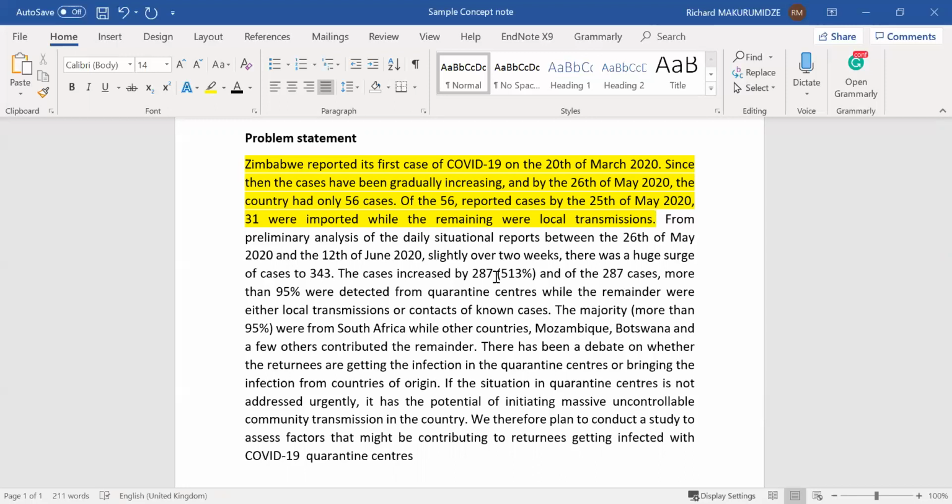So that yellow part which I've highlighted, it actually shows the background. Zimbabwe, in terms of COVID-19, its first case was detected on the 20th of March. Since then, the cases have been gradually increasing, and by the 25th of May, the country had only 56 cases. Of those 56 cases reported by the 25th, 31 were imported, while the remaining were local. Then the next stage now is to describe my problem.